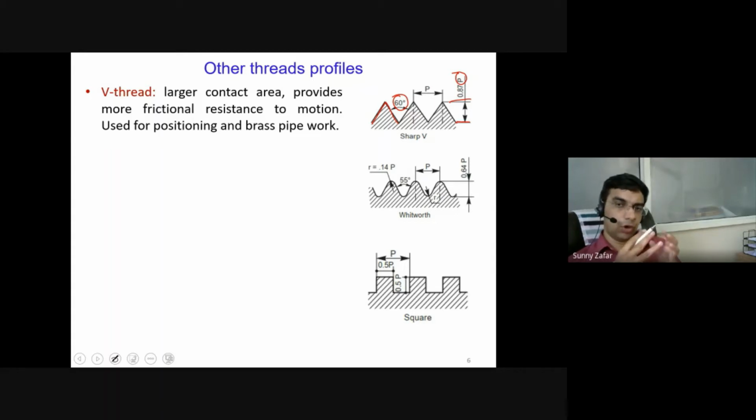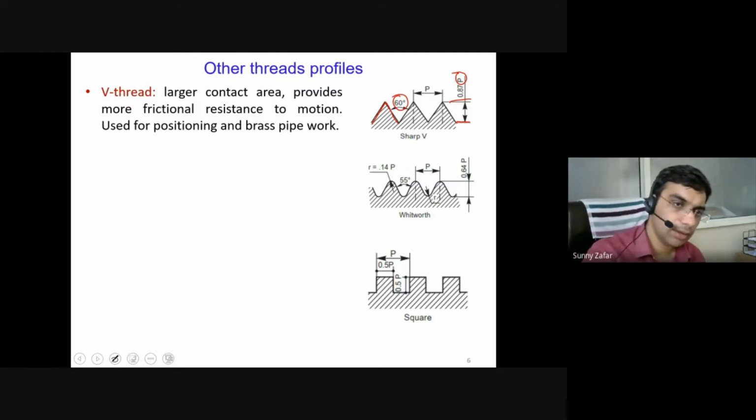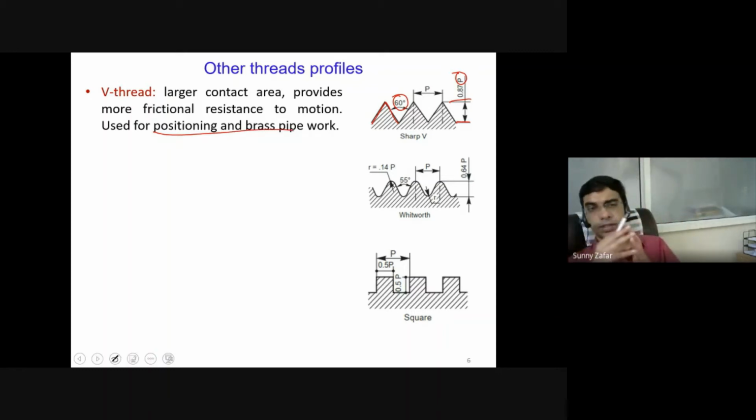So wherever we want to lock two components and we don't want the thread to loosen by itself, in that scenario the V thread will be used. It is used for positioning and for pipe and plumbing work, where we don't want the pipe joints to get loosened because of the pressure of the fluid. So these are self-locking threads. Because the surface area is higher, the friction between the locking threads is higher, so they can be used for the mentioned purpose.